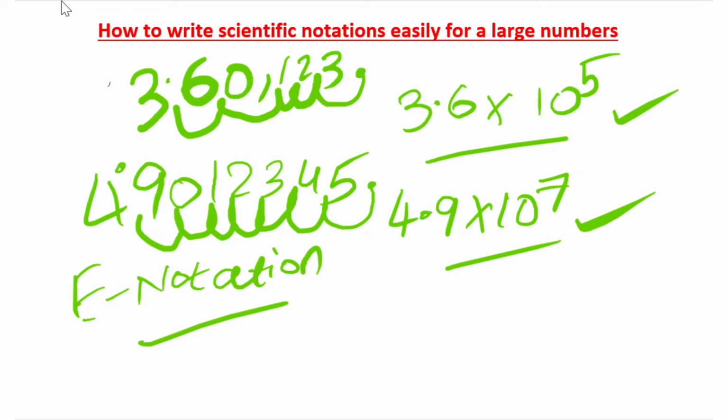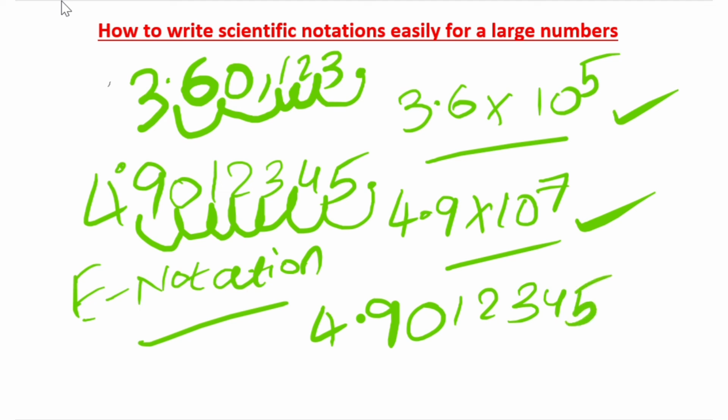So the same number will be represented in e notation as 4.901234 5 e7. E7 is the e notation value. I hope you understood these two concepts. I explained what a scientific notation is and what an e notation is. I took two examples and explained them in a very clear way.